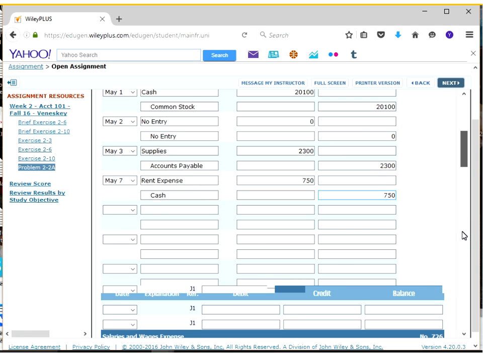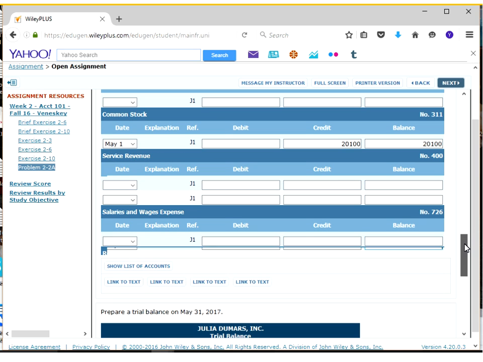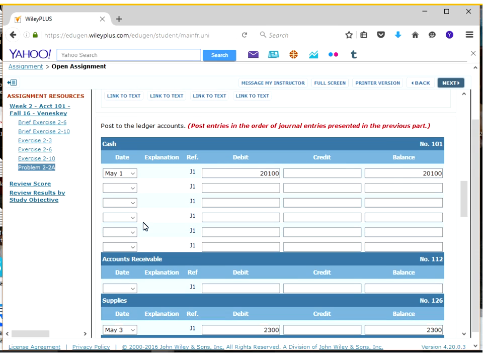Rent expense, debited of $750. So I go down to my expenses, which should be at the very bottom. And that would be its balance too. Now I'm ready for cash. This is my second cash account. I had a credit of $750. My balance now in my TAccount is no longer $20,100. It's now $20,100 minus $750.